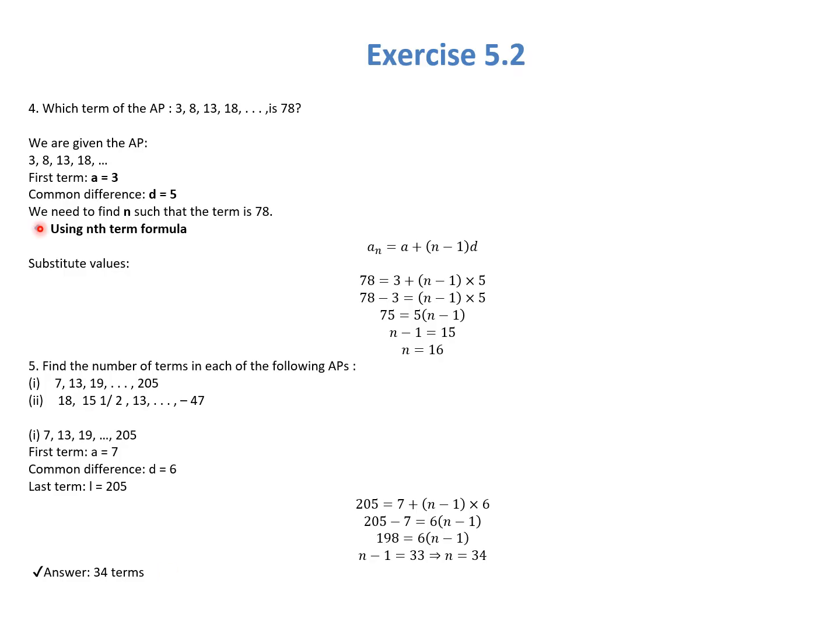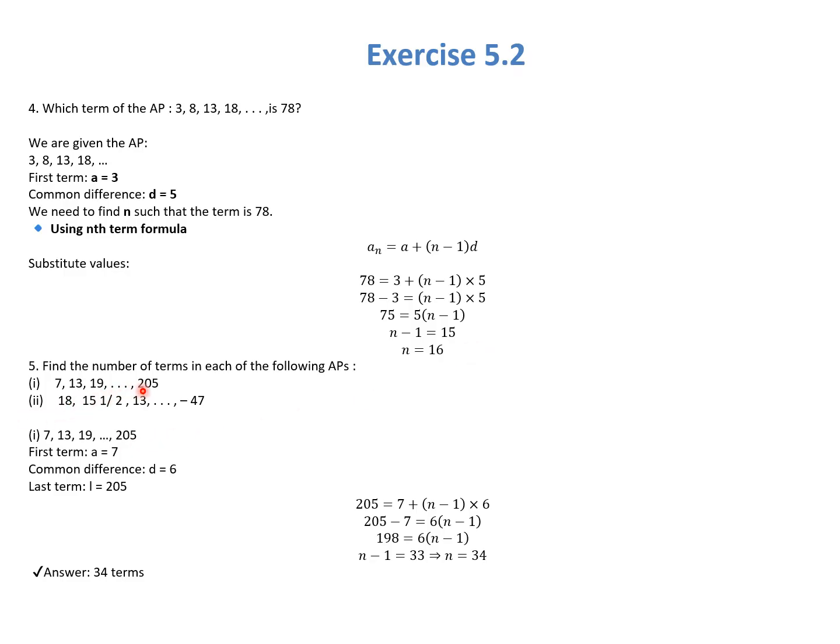In this question, which term of the AP is 78? We have been given the A, so we can find the D. We do not have the value of N, but we have the value of AN. So AN is 78, A is 3, and D is 5. So we'll simply apply the formula to get the value of N. AN is equal to A plus N minus 1 D. So 78 equals 3 plus N minus 1 D. When we solve it, we get the value of N as 16.